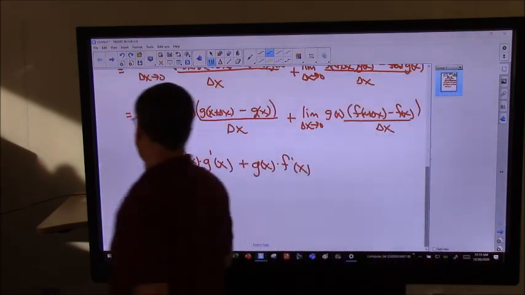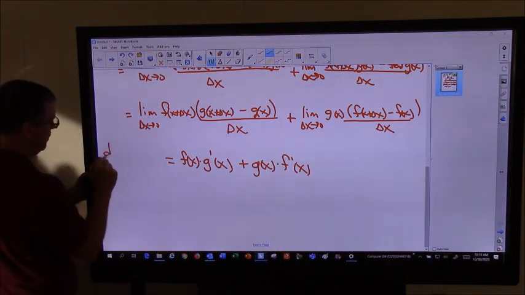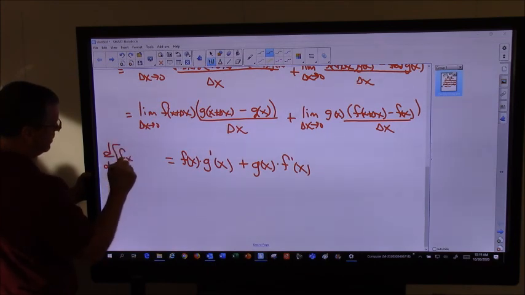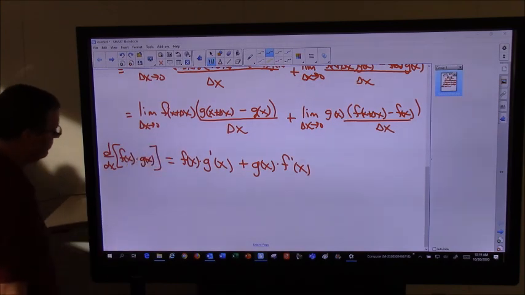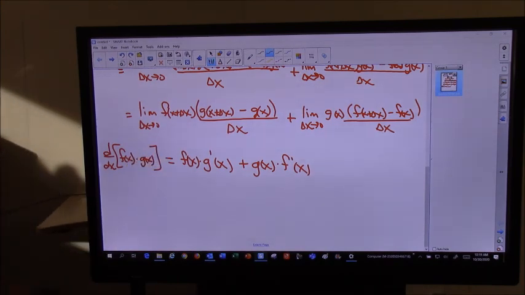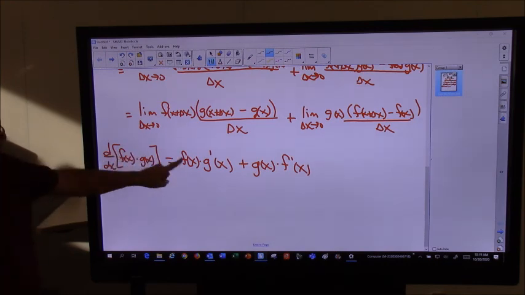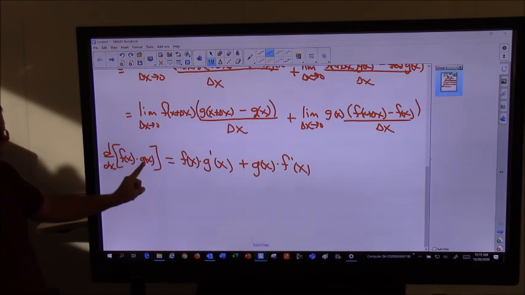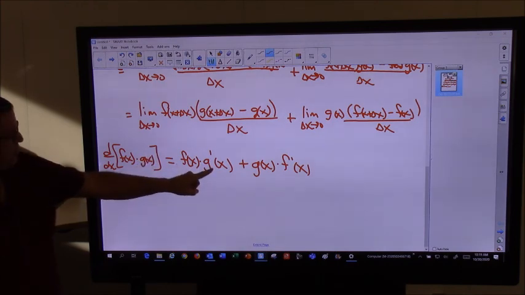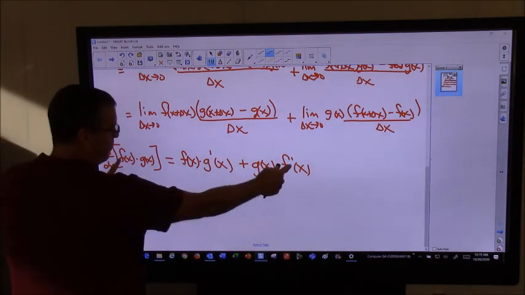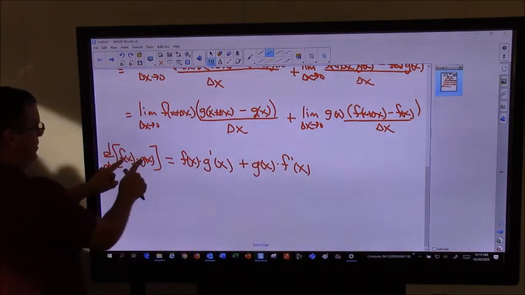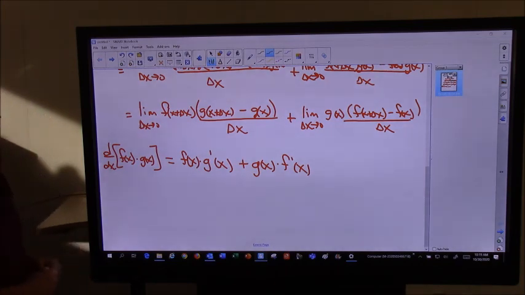So let me just rewrite that right here. The derivative, as I'm multiplying f of x times g of x. And what it's saying here is write the first expression down, take the derivative of the second piece, and then plus the derivative of the first, and then the second piece, leave that alone.